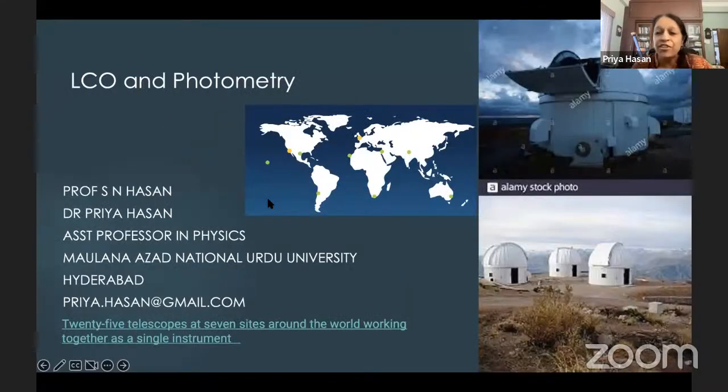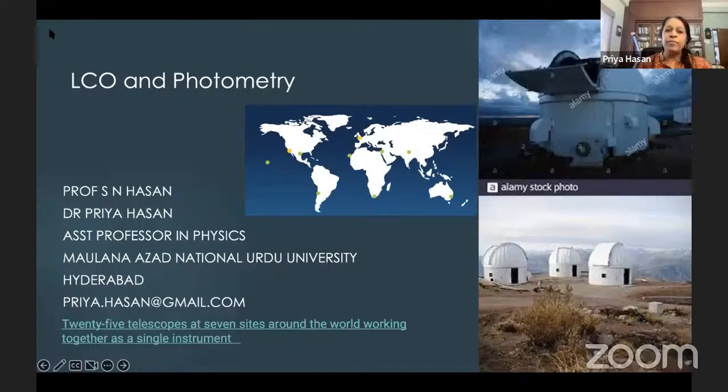Okay. So like I mentioned earlier, our workshop today is on LCO and photometry. And LCO is basically the Las Cumbres Observatory, which you can see over here. It's a set of 25 telescopes located at 7 different sites across the world, which you can see over here, and they work together as one instrument.